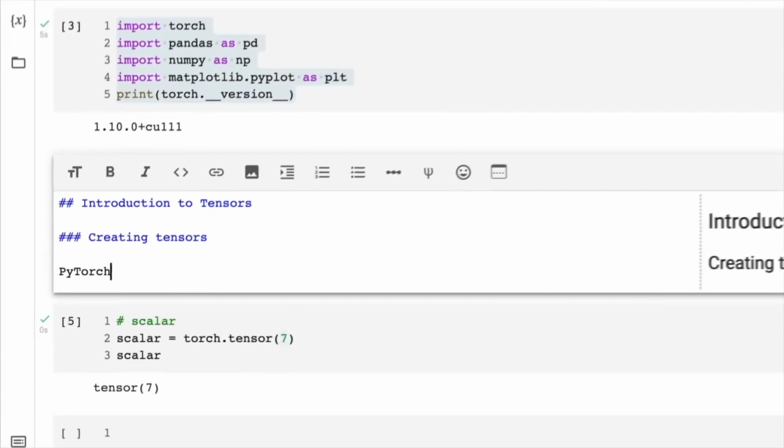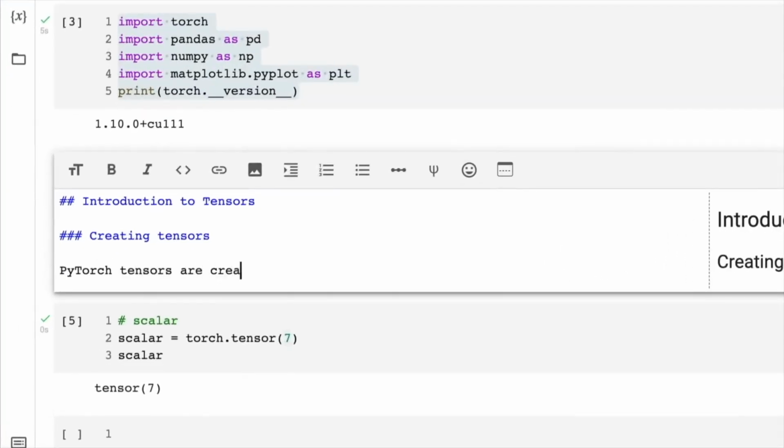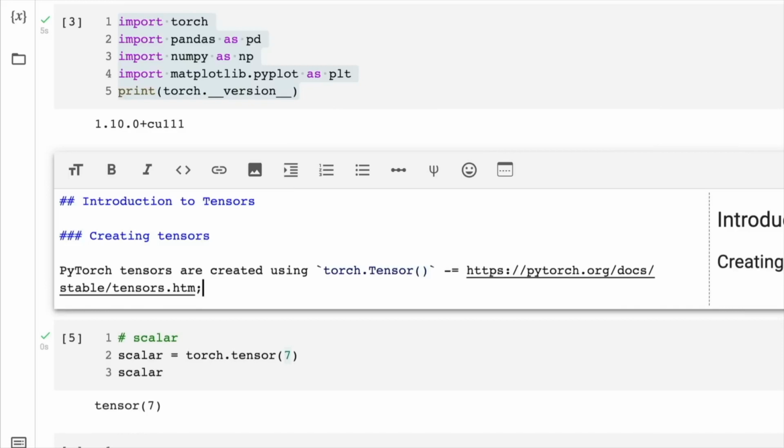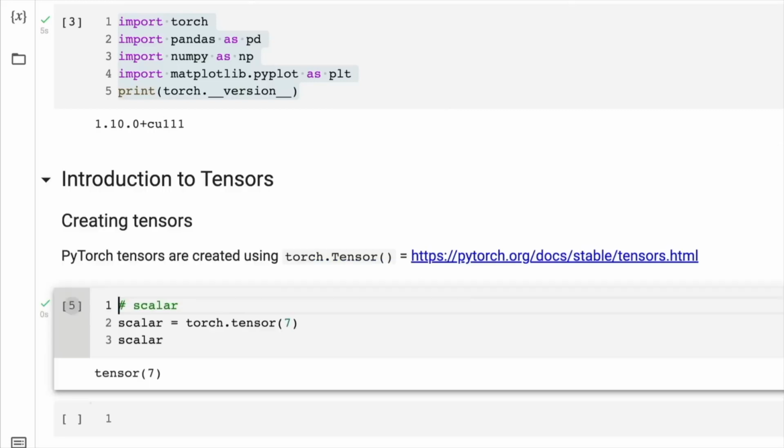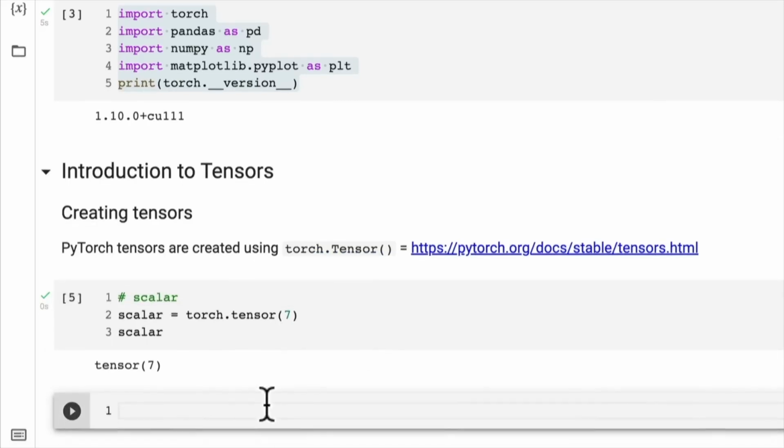So PyTorch tensors are created using torch.tensor. And then we've got that link there. Oops. Typos galore, Daniel. Come on. You're better than this. No, I'm kidding. There's going to be typos galore through the whole course.